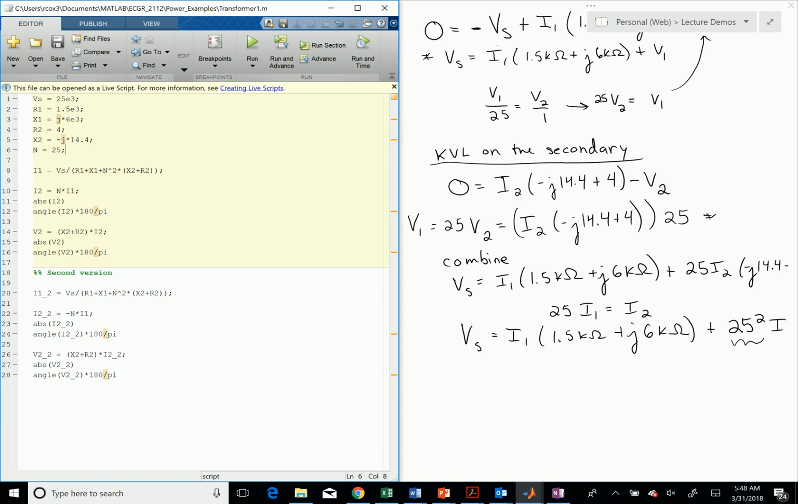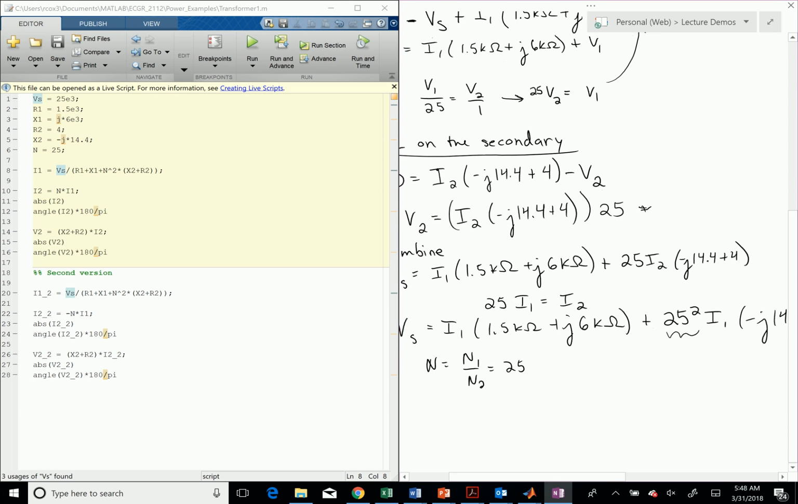I've just called that N, right? So in this case, what I've said is that N equals N1 over N2. All right, that's 25. Okay. So then I solve for I1, right? If you look at this equation, Vs over R1 plus X1 plus N squared times X2 plus R2, if you look at that carefully, that is this equation right here, okay? So I solve for I1, then I solve for I2, then I solve for V2, okay?